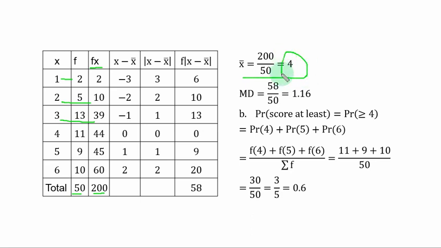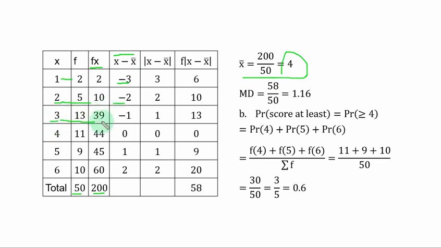To get the mean deviation, we need to add 3 extra columns. The formula for mean deviation is summation F, absolute value of S minus S bar, over summation F. So we need to get S minus S bar. Now the mean is 4. So you have 1 minus 4 is minus 3. 2 minus 4 is minus 2.